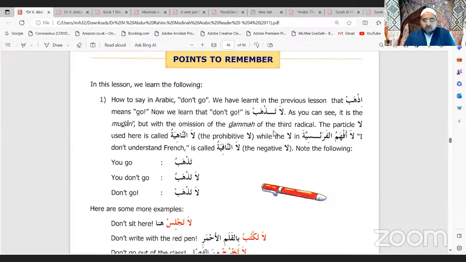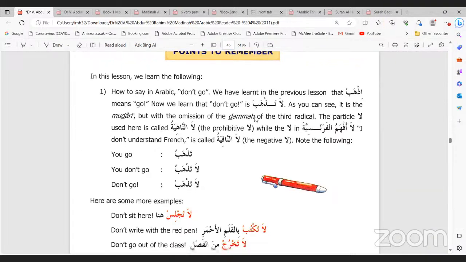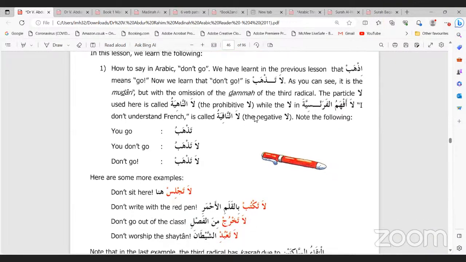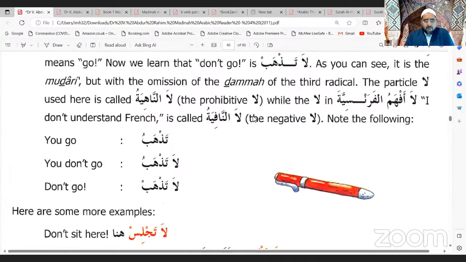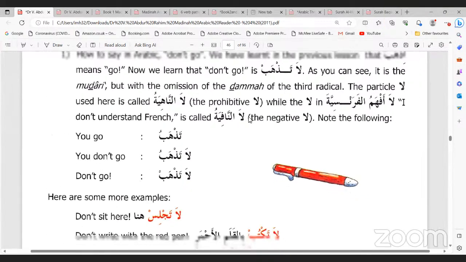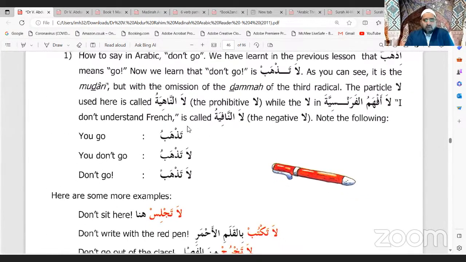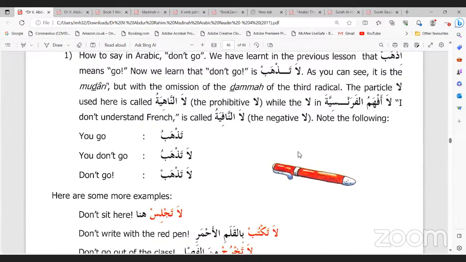So what it means here by the third radical: dhal, ha, ba is the three-letter verb. Dhal is the first radical, ha is the second radical, ba is the third radical. It says that the dhamma of the third radical is omitted, meaning that the ba gets a sukoon. Okay, I'm reading from my phone. It's so tiny. Pinch it, and you make it bigger.